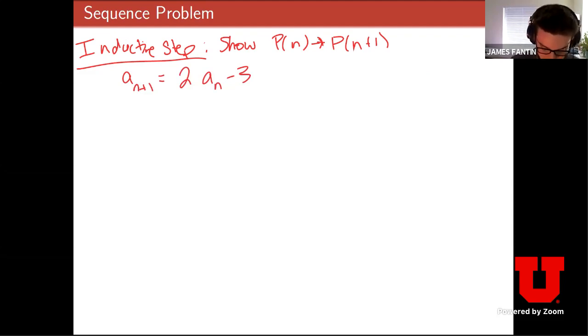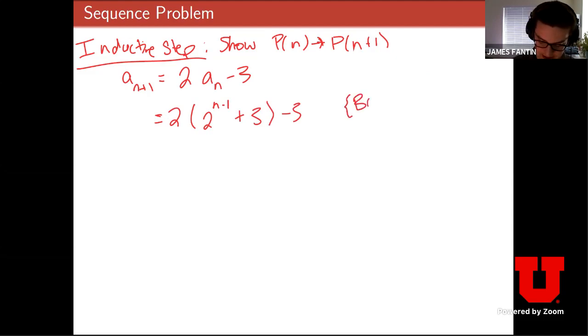But something that we know from our induction hypothesis is that the closed formula for a sub n is correct. We assume that the formula works for a sub n. So what we can do in this next step is the substitution that Lance was talking about in the comments. The closed formula for a sub n that we assume to be true is that a sub n is equal to 2 to the n minus 1 plus 3, minus 3. And this is by the induction hypothesis.